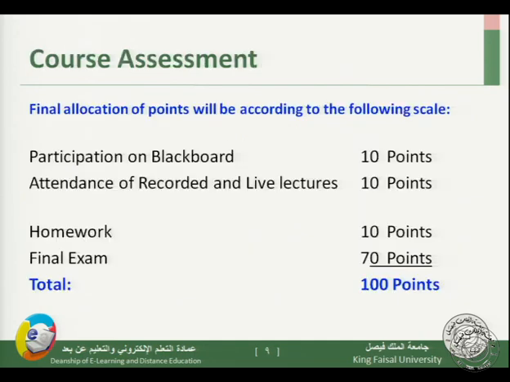Now, I know you would be asking about how we are going to be assessed. This is the assessment criteria. Your participation on the blackboard will be allocated 10 points. Attendance of recorded and live lectures, 10 points. Then homework, 10 points. And then the final exam, 70 points. In total it will be 100 points.